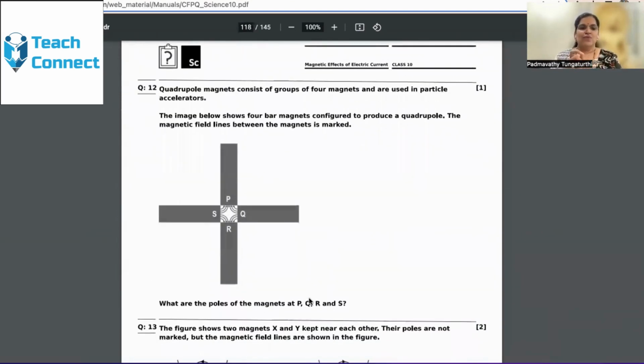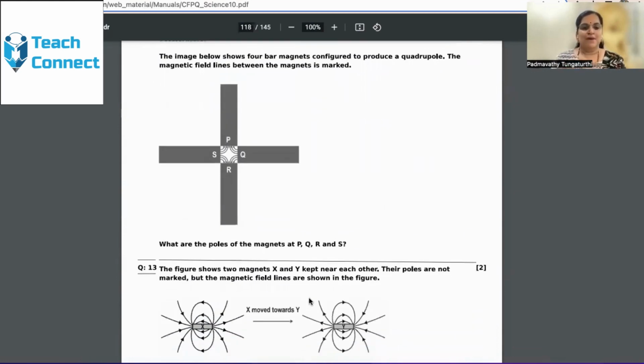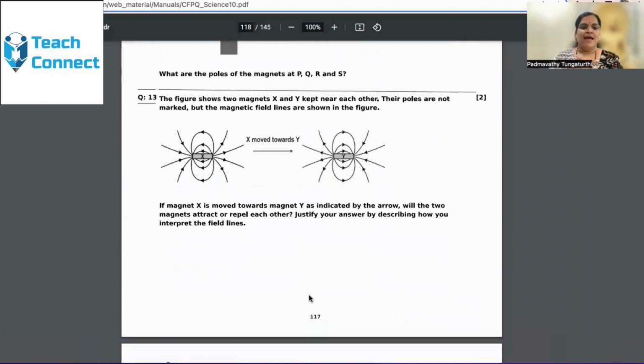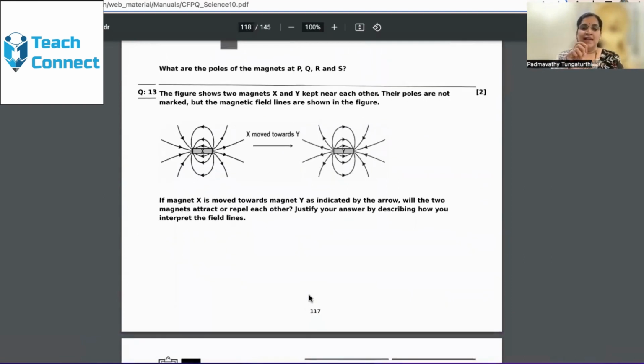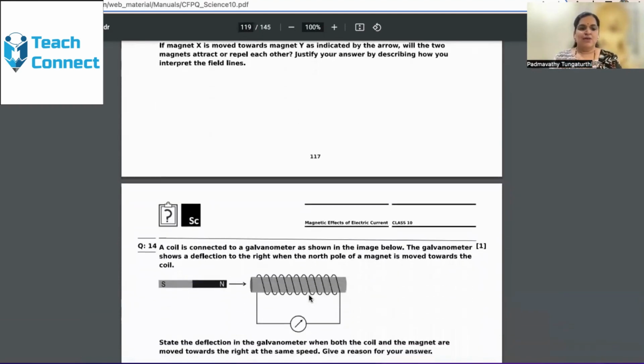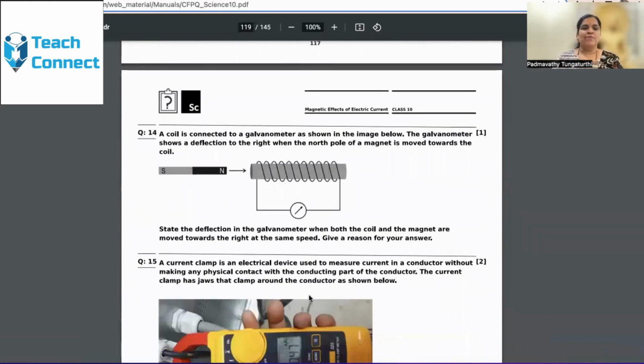The lines of force always travel from north ending up at south. This is what we have to understand here. And how the lines of force travel from north to end up in south, and they do not intersect with each other. These are the questions which would be asked in the examination.